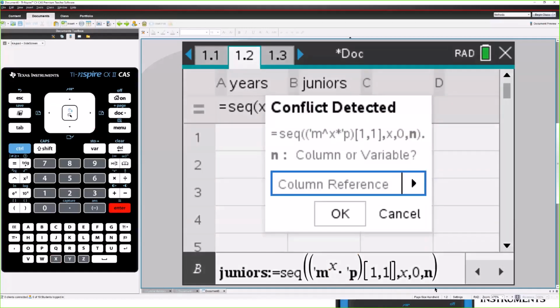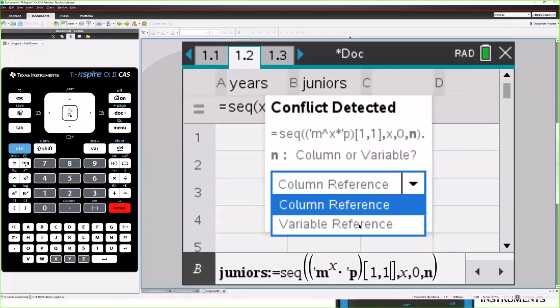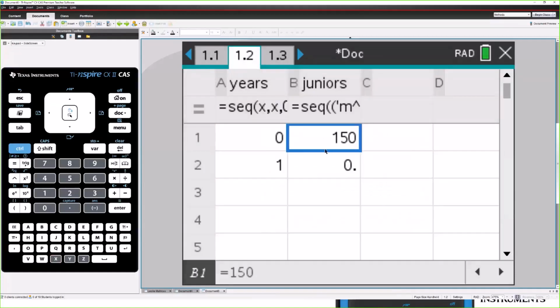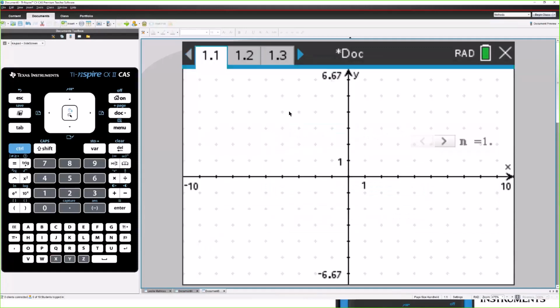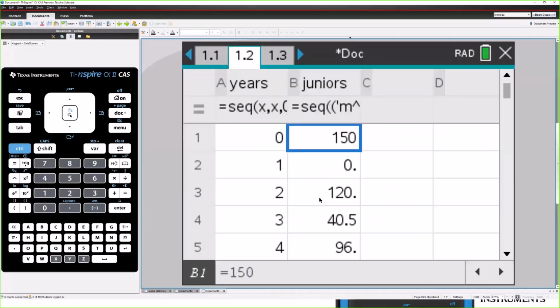When I missed the n. Oh, I missed the n down here. Variable. And there it is there. So now, as I run this slider through, you can see it's starting to populate.